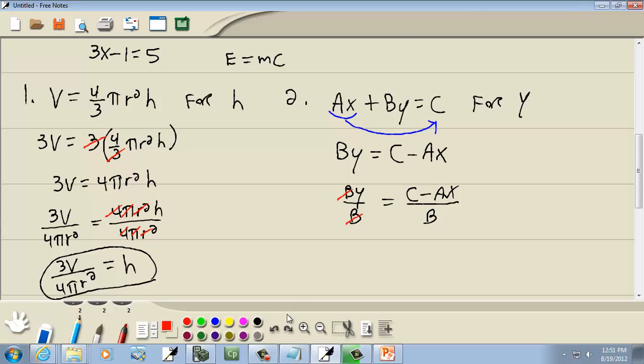Do that, those b's are going to cancel. And we get y is equal to (c minus ax) over b. And that's our answer.